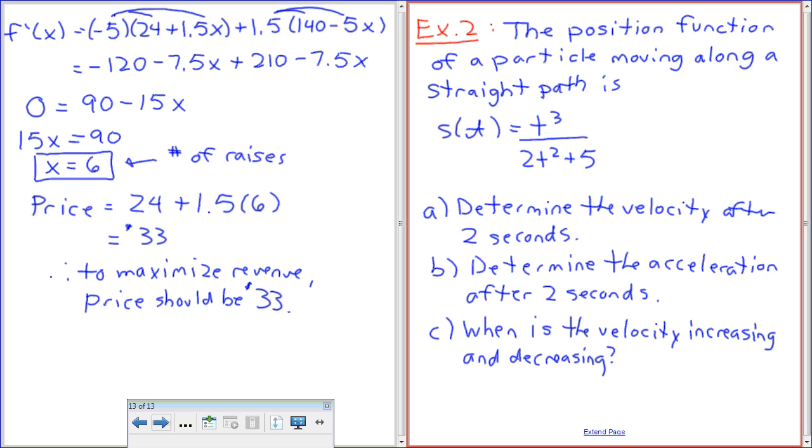Velocity is distance over time. Good, but in calculus mode though, in calculus mode. So the velocity is going to be S prime of t, and acceleration is going to be S double prime of t, okay?